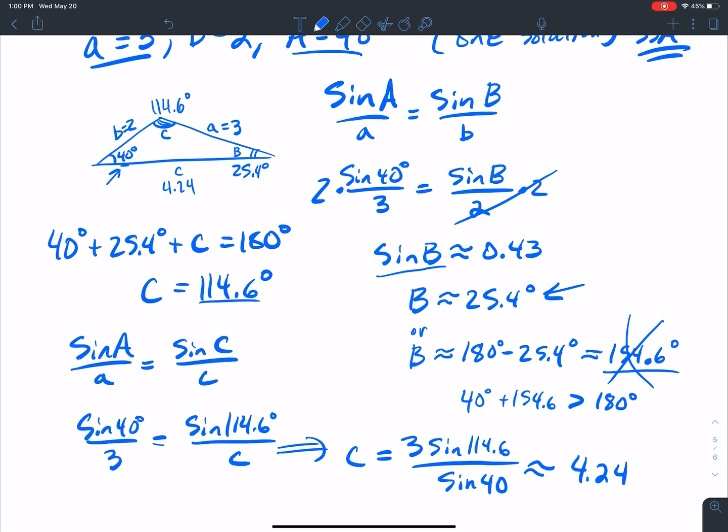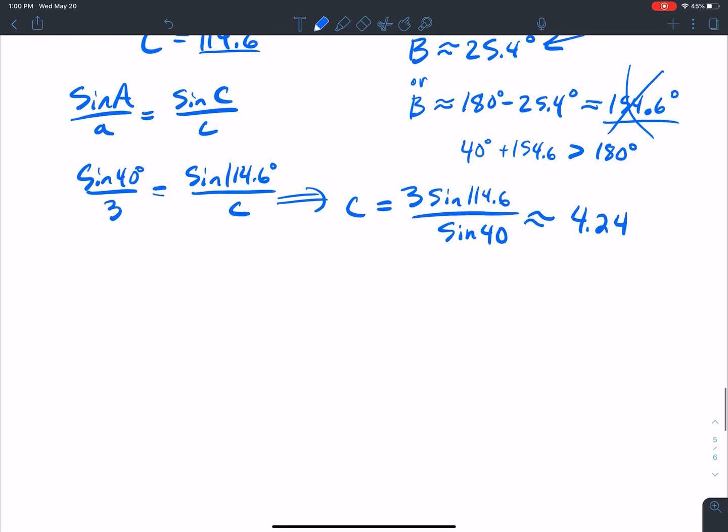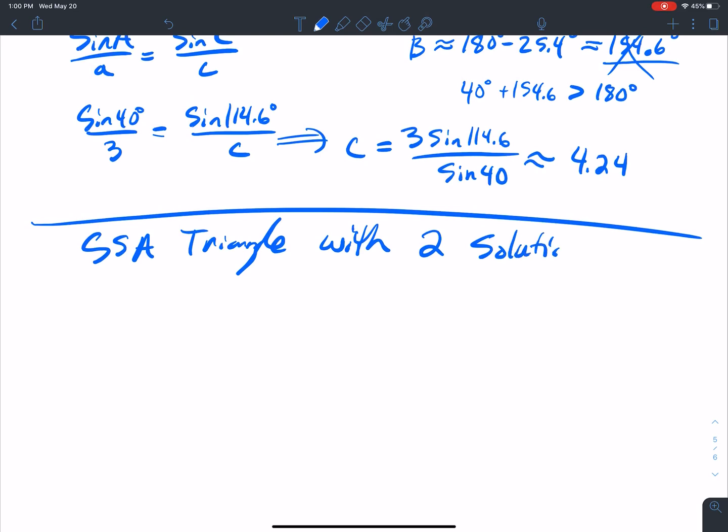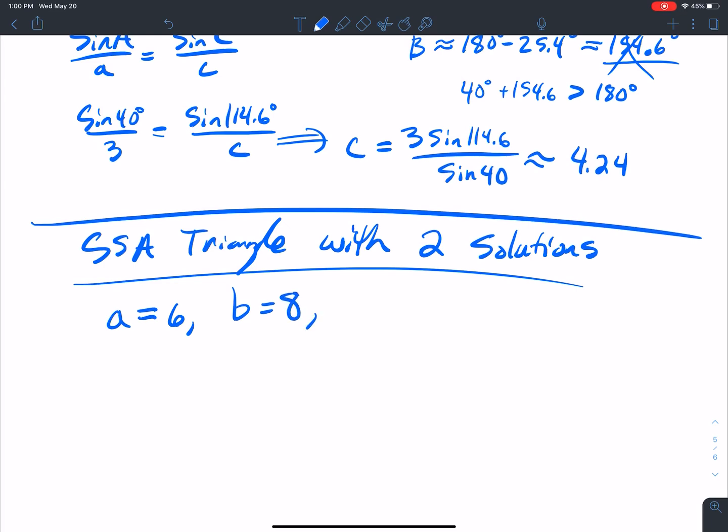So let's do the last case where we might have two possible solutions. SSA triangle with two solutions. So we did one with no solutions, one with one solution. Now we're doing it with two solutions. So a equals 6, b equals 8, and capital A equals 35 degrees.